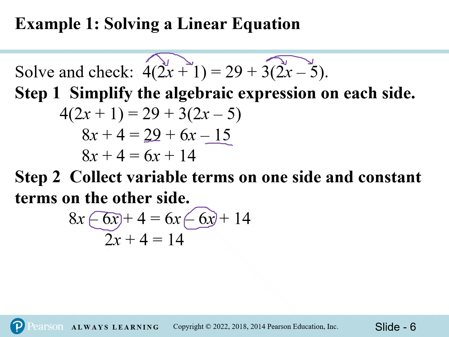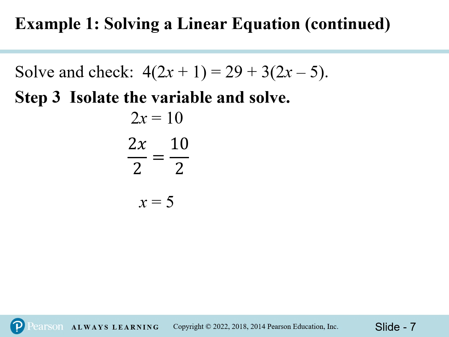The next thing I need to do is move the 4 over to the other side. So that means I'm going to be subtracting 4, because we always do the opposite. So that's why I have a minus 4 here and a minus 4 here. And when I do that, I'll be left with 2x equals 10. So then step 3 is to isolate the variable and solve. So I have 2x equals 10. Divide both sides by 2, so x equals 5.